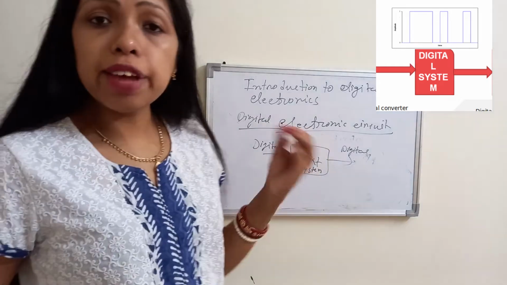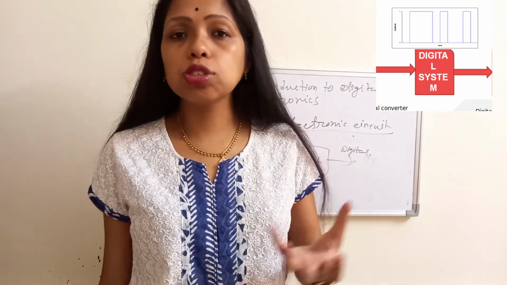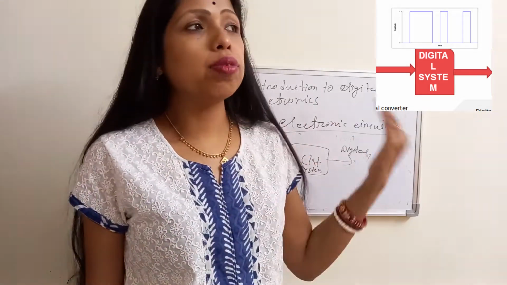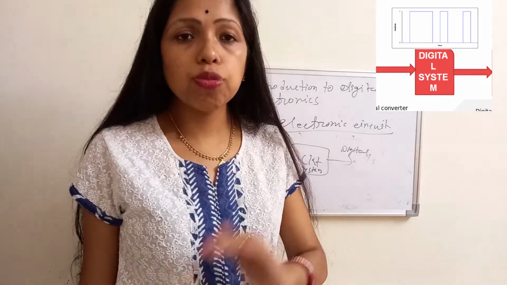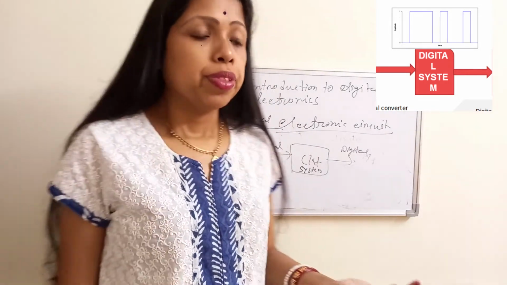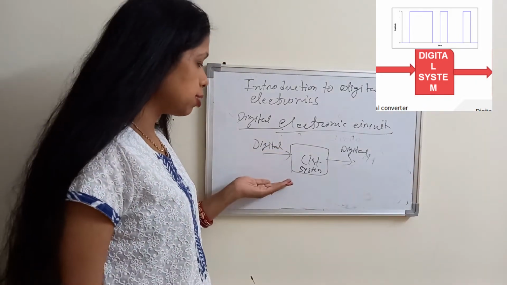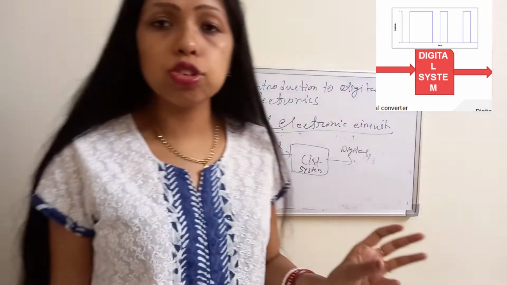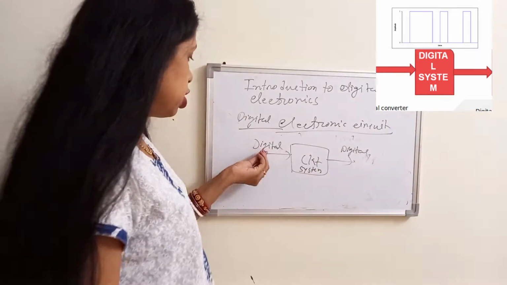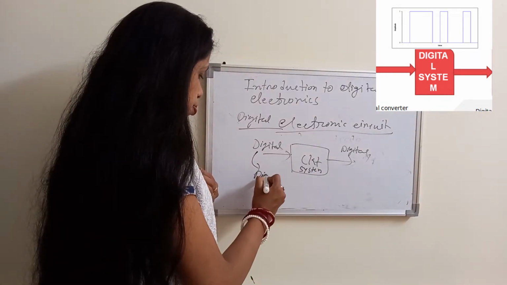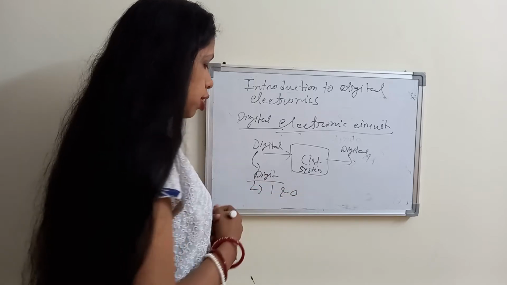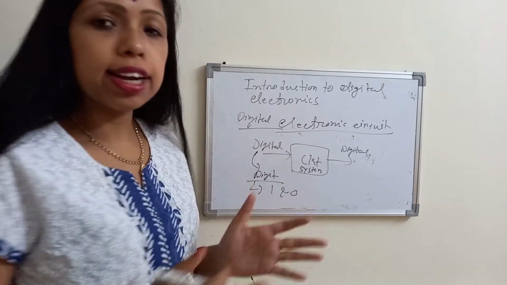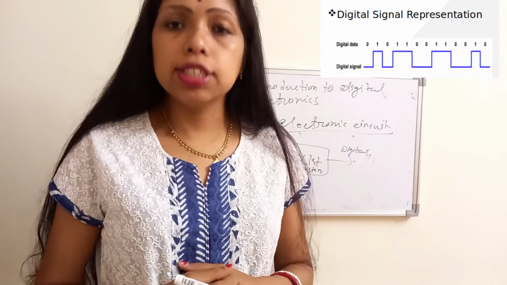Signal means the information. What is a signal? A signal is a kind of information which we send from one point to another point. But a digital signal means a signal associated with digits only. Digital means digit. It is only associated with the digits 1 and 0.